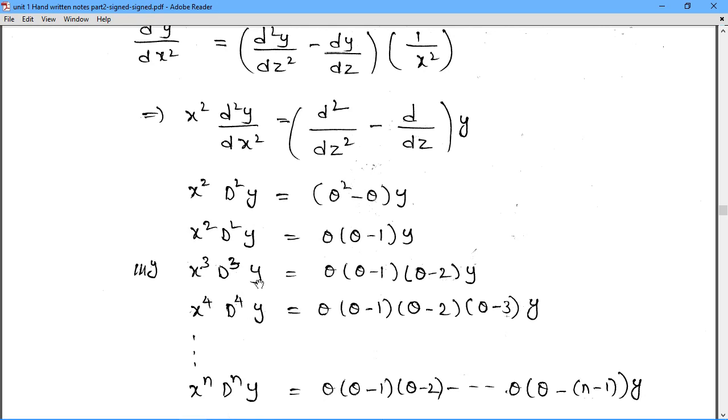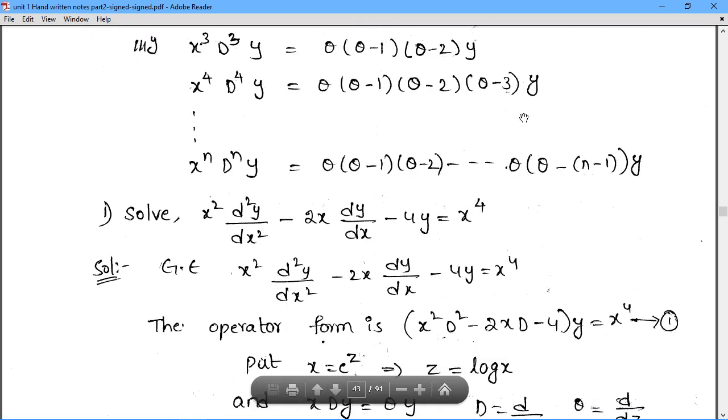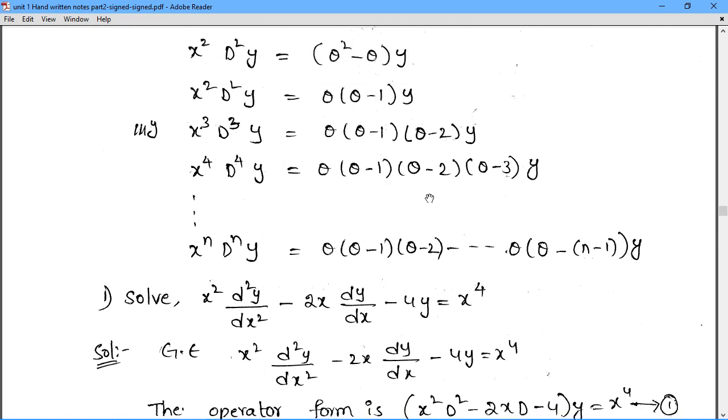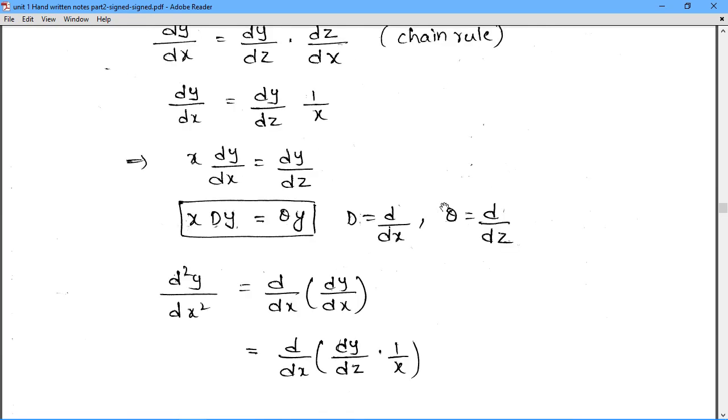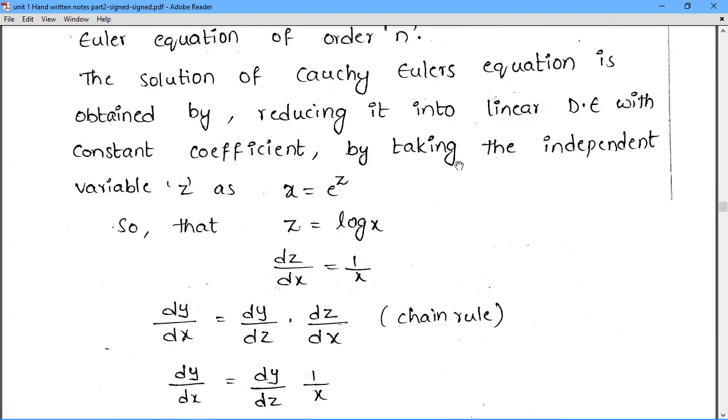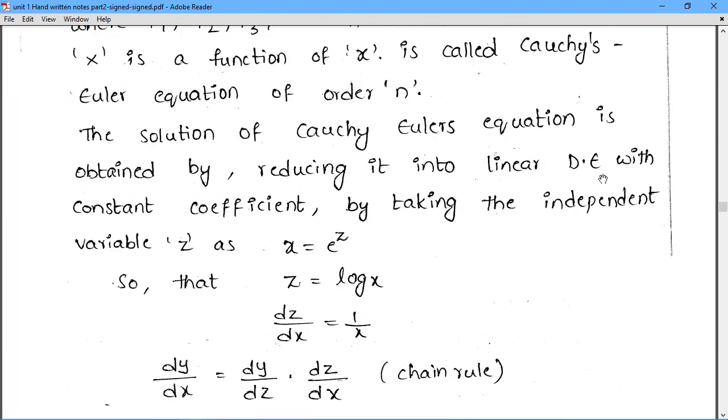x power 4 d power 4 y is theta into theta minus 1 into theta minus 2 into theta minus 3 into y. Similarly, x power n d power n y is theta into theta minus 1 into theta minus 2 and so on, up to theta minus (n minus 1) into y. While substituting these values, the Cauchy-Euler equation in operator form reduces to a linear DE with constant coefficients.